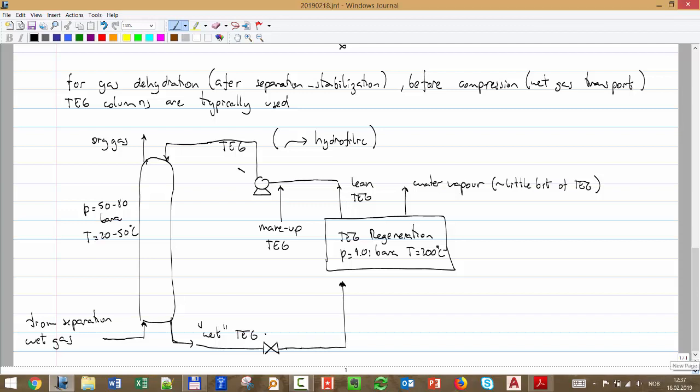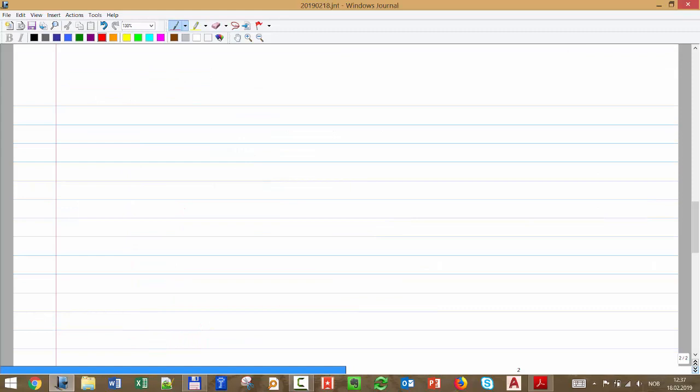Okay, so what is happening inside the column? Now we are going to focus exactly on what is happening here. We are going to look at the regeneration later today, in a very simple way. But for now, our main focus is to see what happens in the column. And to understand what happens, before showing you how it's actually inside, I just want to make a very simplistic approximation process.